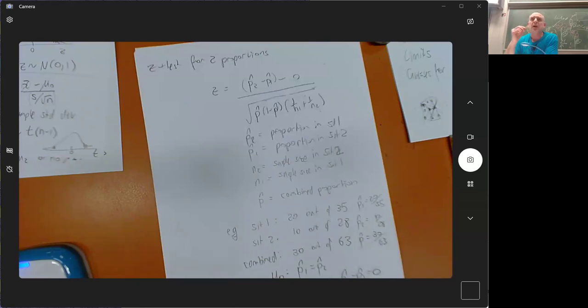Now, I just want to check something. Are you allowed to take notes into your exam? How much do you get? One double-sided? Okay.